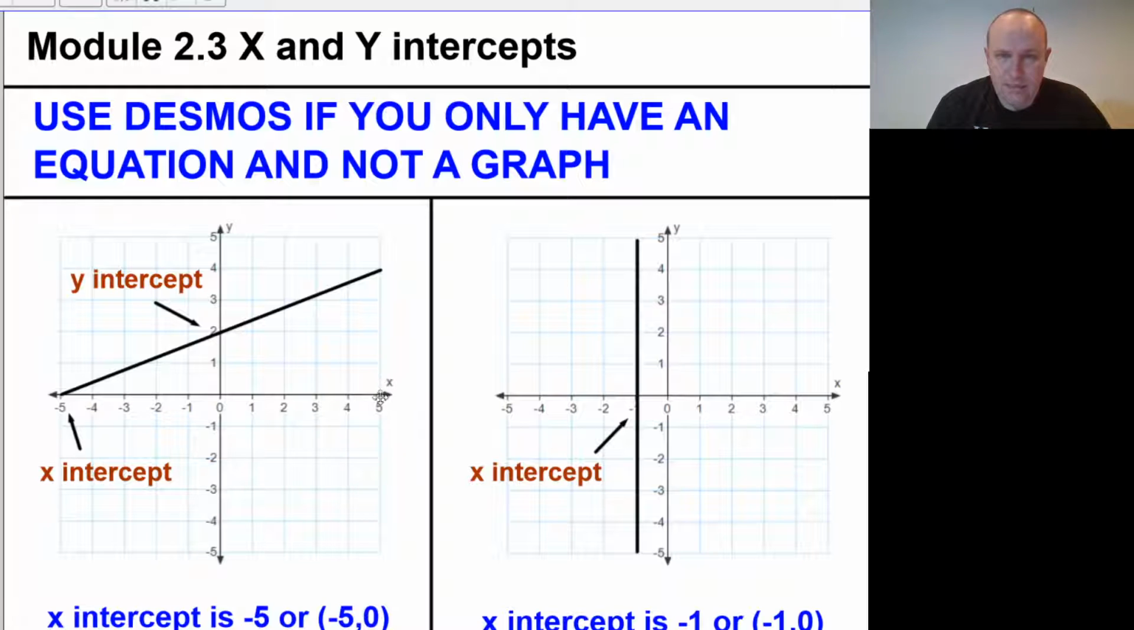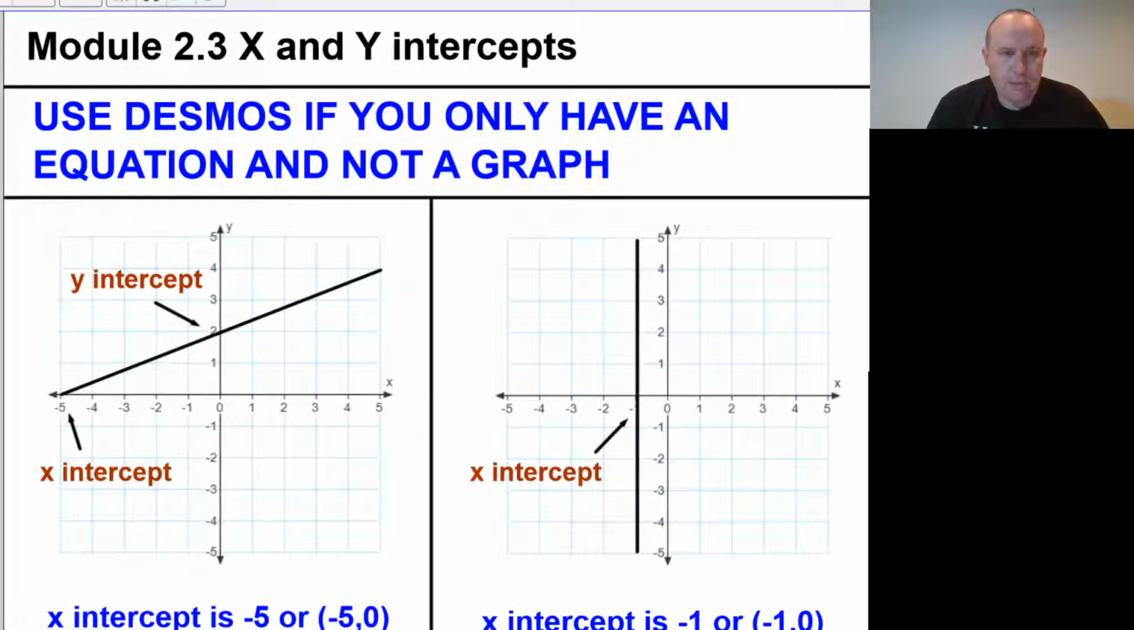So the x-intercept is where it crosses the x-axis. So you look at this line, and then where the two cross, that would be your intercept. And same thing for a y-intercept. Look for the y-axis, find where the line crosses the y-axis, and then that would be your y-intercept.